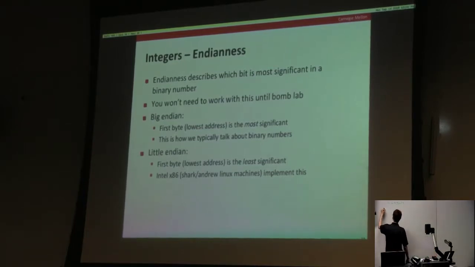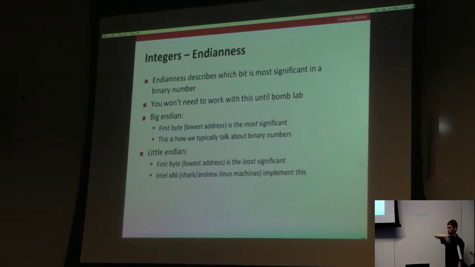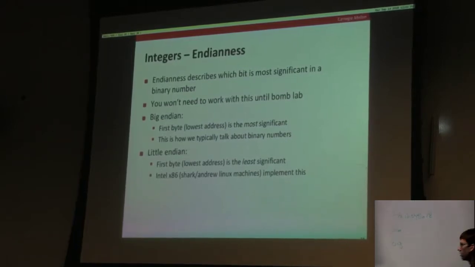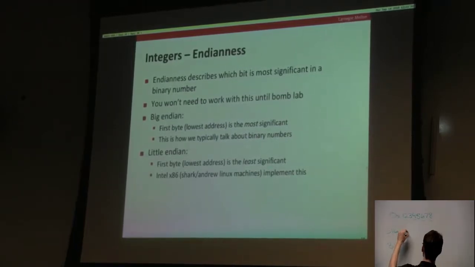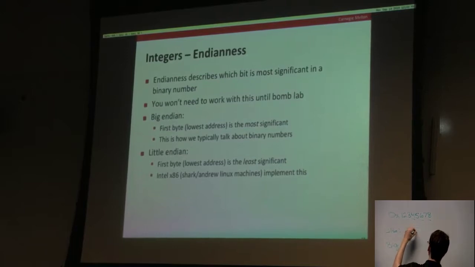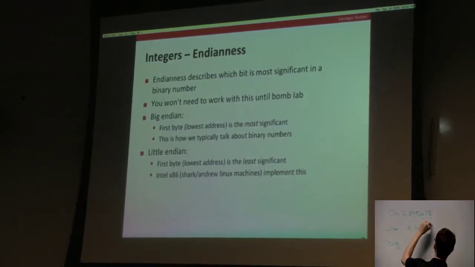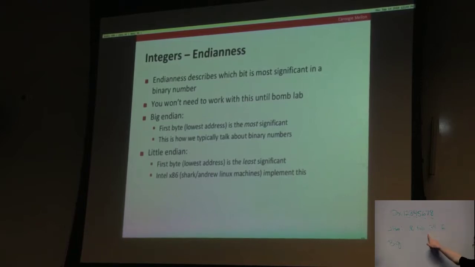So in little endian, it's the least significant bits that are stored first in memory. So in memory, this is actually going to show up as the 78, and then the 56, and then the 34, and then the 12. And if you don't know that's happening, you'll get confused because you'll read this off as the numbers 78, 56, 34, 12, and that's not the same as this.